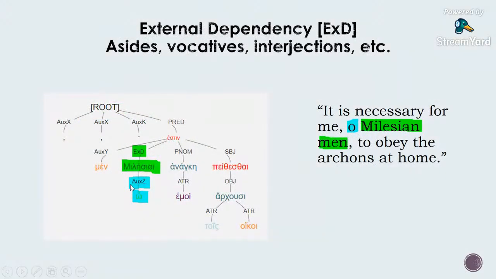External dependency. This is pretty obvious. This is used for things like vocatives and asides and interjections, mostly vocatives and interjections. So, oh, my Milesian men, the Milesian is vocative. It's labeled as an exd, and the O on the front of it is an aux z, an emphasizing particle.